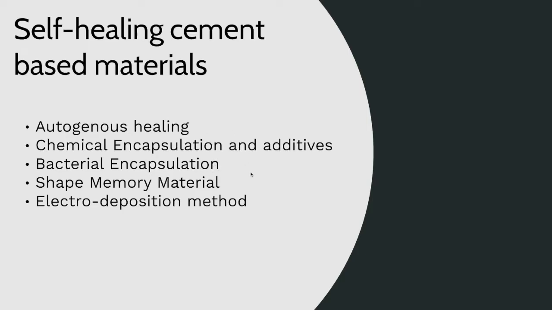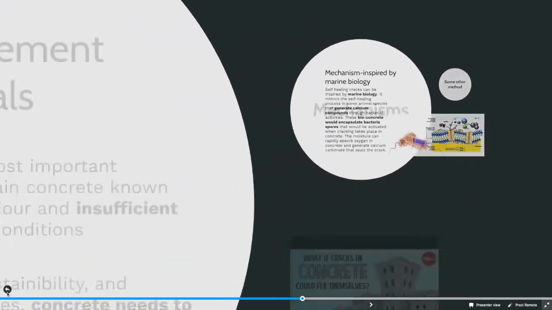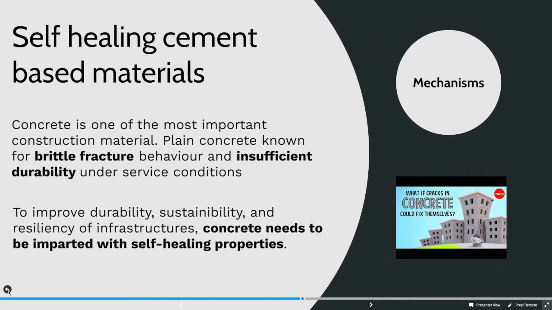And then the electrode deposition method, by applying the potential, the voltage, you can have an electrochemical process in which the current will deposit the chemical. It's also possible. So it's like in corrosion. So that's the self-healing cement-based materials.